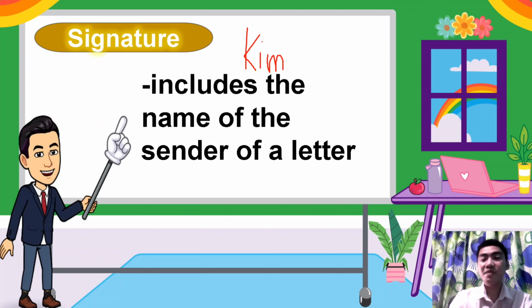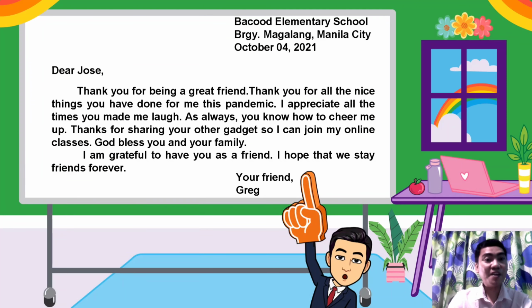Okay? Now, let's proceed. Are you ready for your activity? Remember the 5 parts of a letter. And what are these? We have the heading, greeting, body, closing, and signature. You are correct. Now, look at this example.